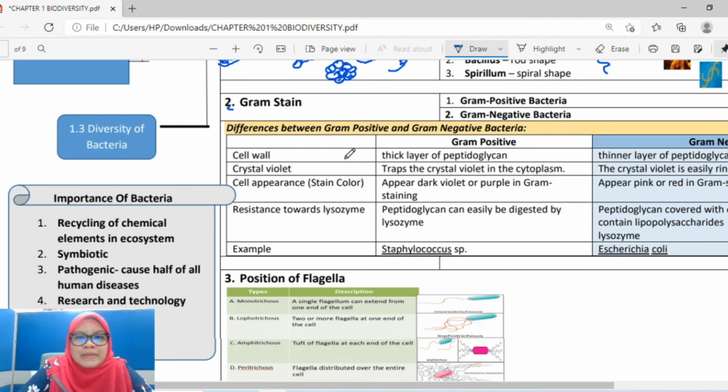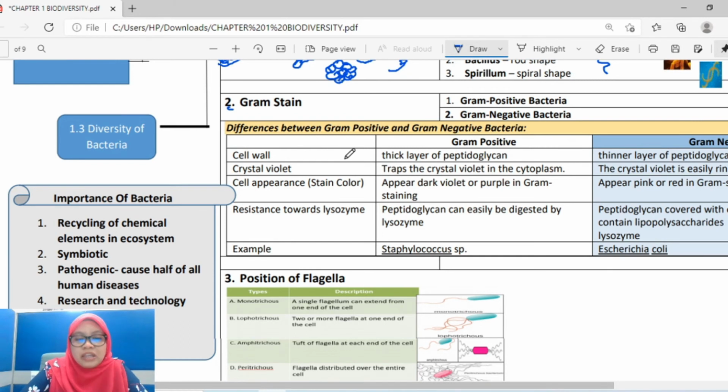Next, according to Gram stain. So dalam Gram stain, kita ada 2 bacteria, 2 groups of bacteria, which is gram-positive bacteria and gram-negative bacteria. So this gram-positive and gram-negative bacteria we can identify through gram staining method, which is experiment 7. So during that experiment, kita akan stain the bacteria using crystal violet, and at the end we're going to see the appearance of the bacteria colony under microscope. Either the appearance is violet color or purple color or pink color.